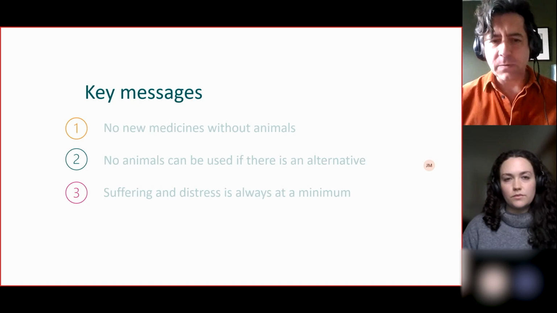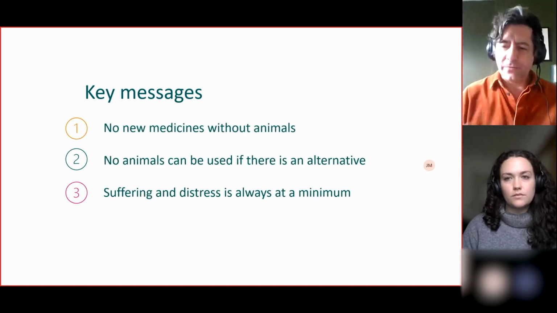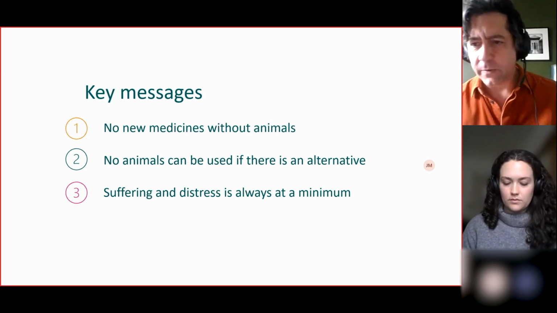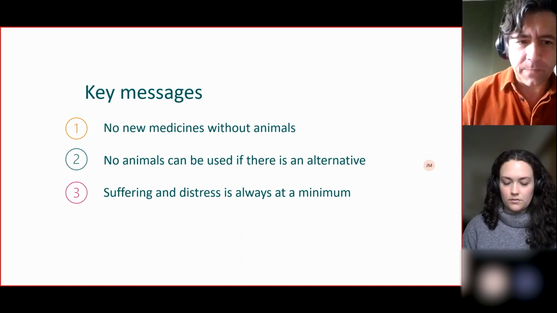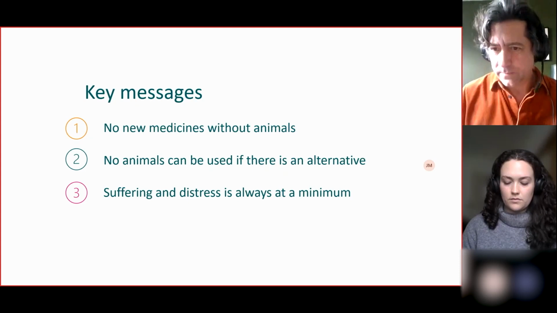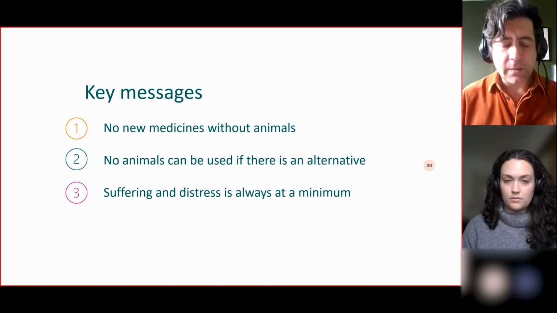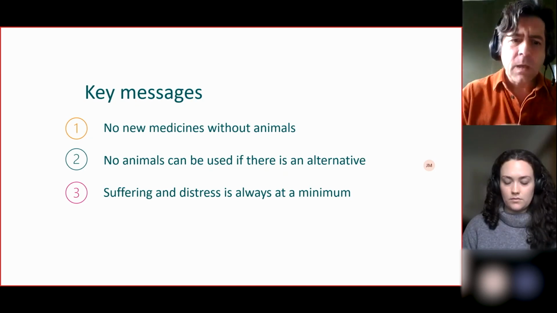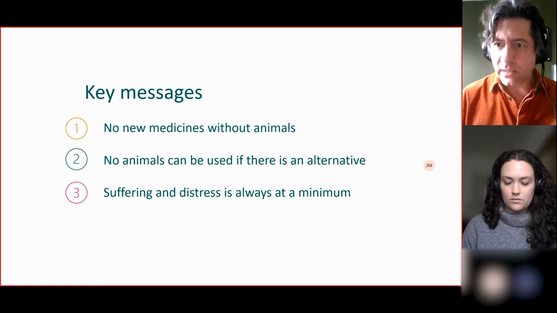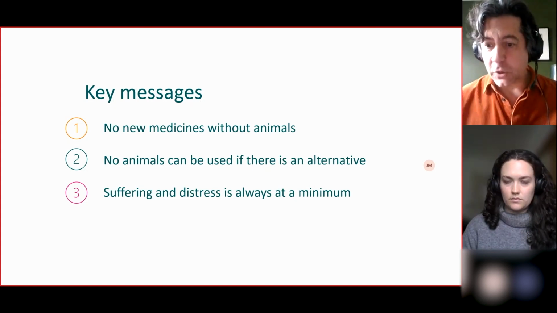Here are three possible key messages about animal research that are very useful when I'm going out to speak to people. We can't have new medicines without animals, whether that's for people or for veterinary purposes. No animals can be used if there's an alternative. This is legal. This is the one point of law which I repeat in every engagement that I make. It's not well understood, and it's a very powerful point. Suffering and distress is always at a minimum. Not that we reduce it, but that we minimize it, and that's going to need to be backed up. So I'm going to need to show some evidence for that.